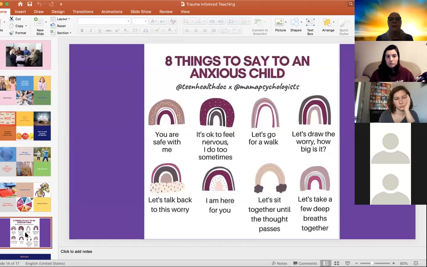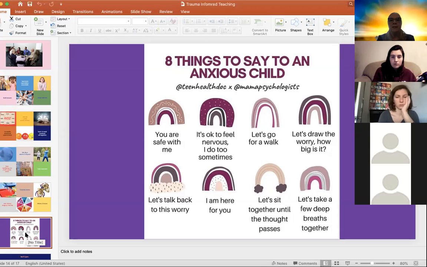And then here are some things that you might be able to say to an anxious child or an anxious person, because this is true of adolescents as well. Let them know that they're safe with you, that you can be trusted. You also want to let them know it's okay to feel anxious or nervous or even to feel angry. You're telling them you do sometimes. Maybe you can facilitate a walk. In an elementary classroom, you can't leave the rest of the kids, but maybe you can get someone to take them for a walk, an educational assistant or somebody.